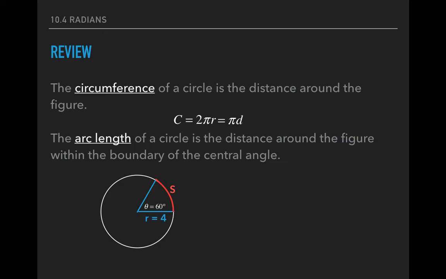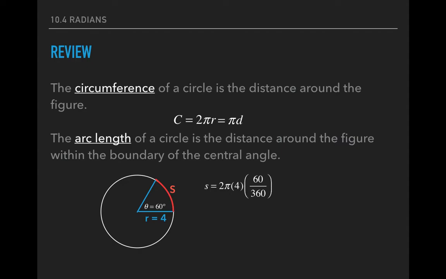Notice that S, your arc length, is just a part of your circle. Here it's not going all the way around. It's not going 360 degrees. It's only going 60 degrees of your circle. So it's really just a portion of your circumference. It's 60 out of 360 of your circumference.